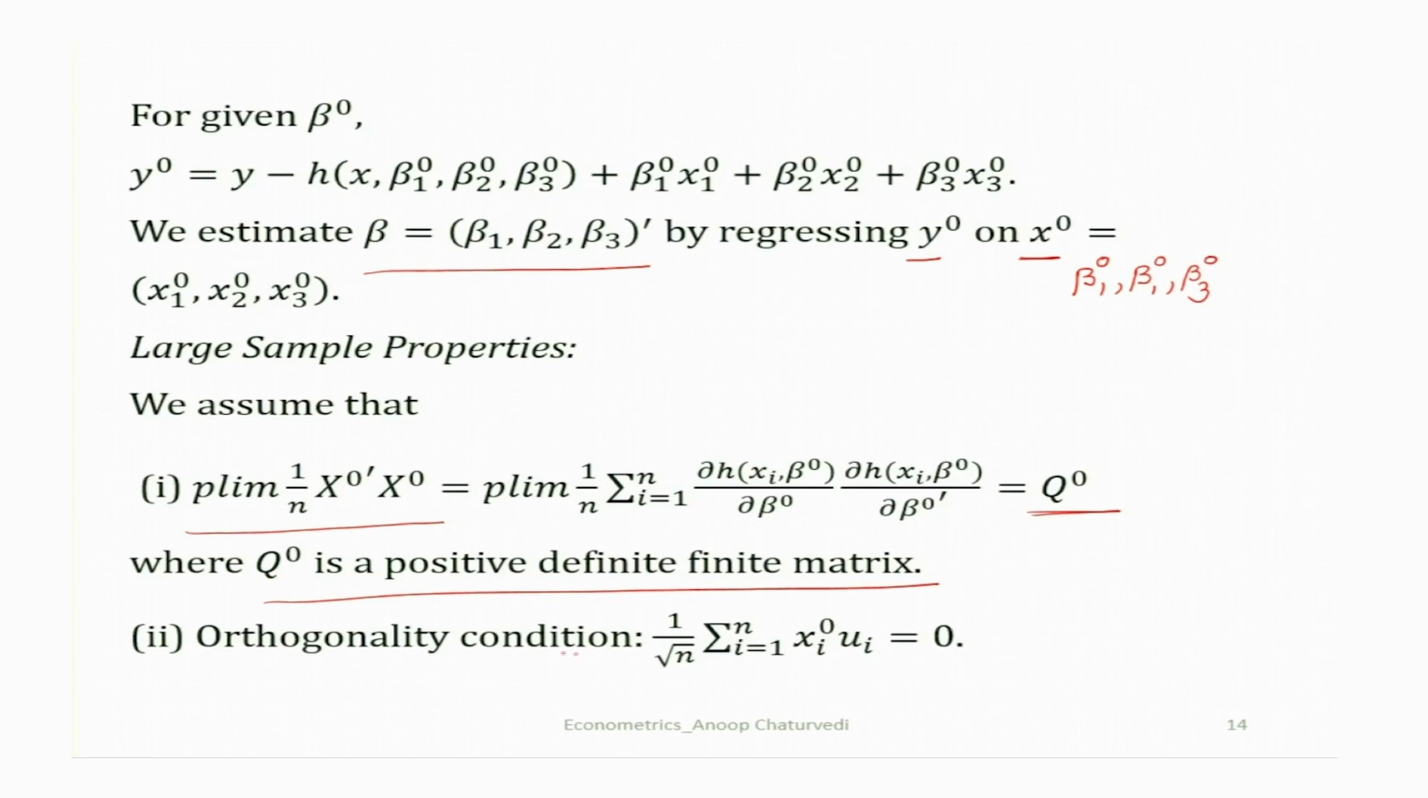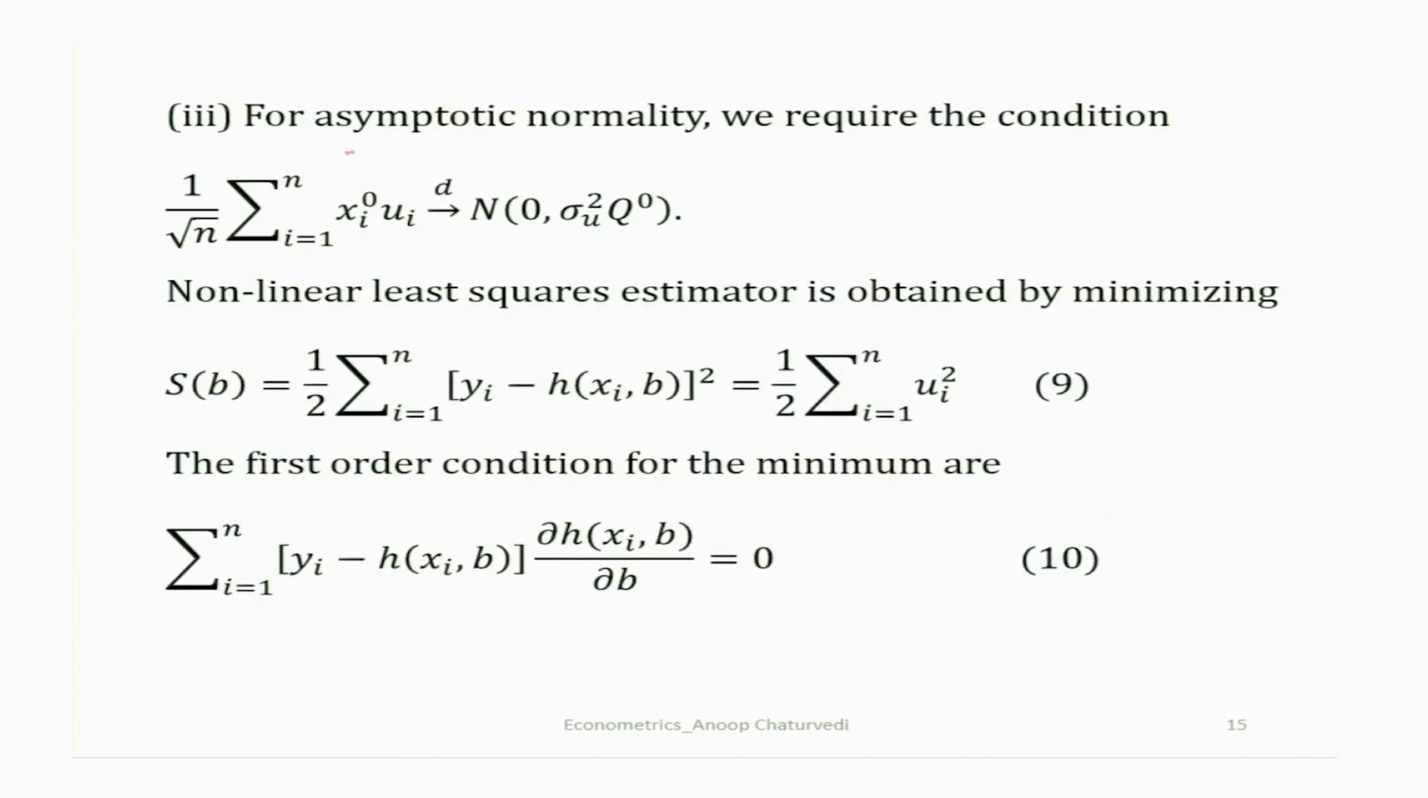The second condition is the orthogonality condition. Here we assume that 1 upon under root n summation x I naught u I is equal to 0. In the linear regression model, we assume that 1 upon under root n summation x I u I is equal to 0. Here the orthogonality condition is that 1 upon under root n summation x I naught u I is equal to 0. Then for asymptotic normality, we require the condition that 1 upon under root n summation x I naught u I tends to the normal distribution with mean 0 and variance covariance matrix sigma square u q naught. So, this is the assumption for asymptotic normality.